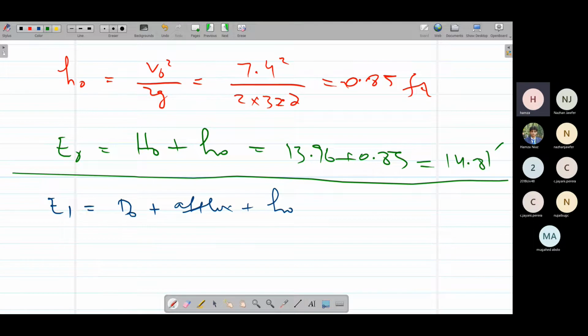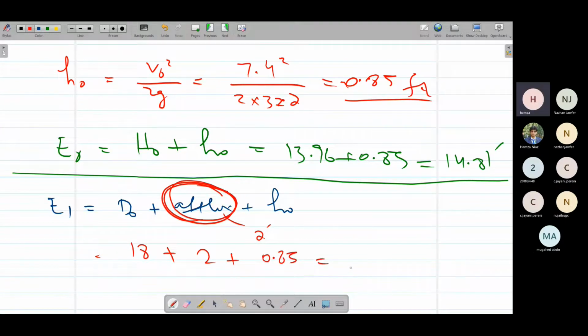So now we have to assume this efflux value. We have to hit and trial this value, because in the end we'll check for it. If our discharge comes out very much larger or lesser than the original discharge, then we have to revise this efflux value. For example, we are assuming this value as, suppose, 2 feet. So D naught we have 18 feet, efflux we have 2 feet, h naught we have 0.85 feet. So we'll get this E1 value like this, 20.85.